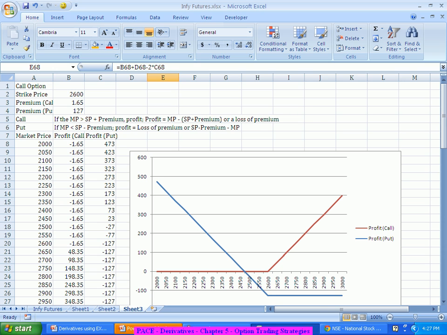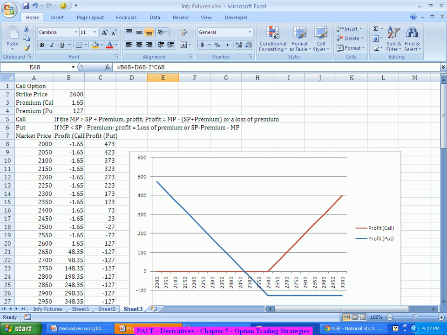Now, depending on how many calls I am purchasing, or how many puts I am purchasing, or how many calls I am selling, I will just add up those numbers. If it is a call purchase, I will add. If it is a call sell, I will subtract. Similarly, put purchase, I will add. Put sell, I will subtract.